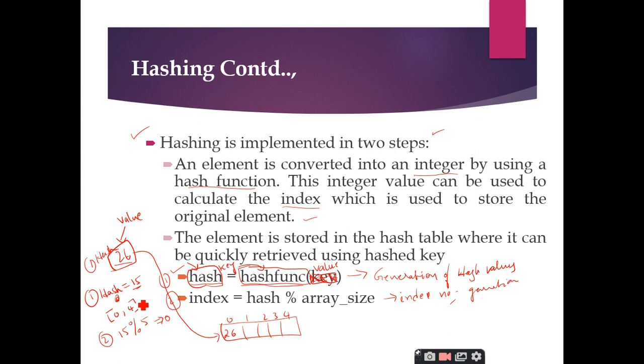The second step is converting the hash value into the index range. So I take this hash value 15 and I modulo operate it with 5, so that any value will fall into this 0 to 4 only. For this example, 15 modulo 5, I have generated the index number as 0. So I know that this 26 should be stored inside this 0 index. Is it clear up to this point?